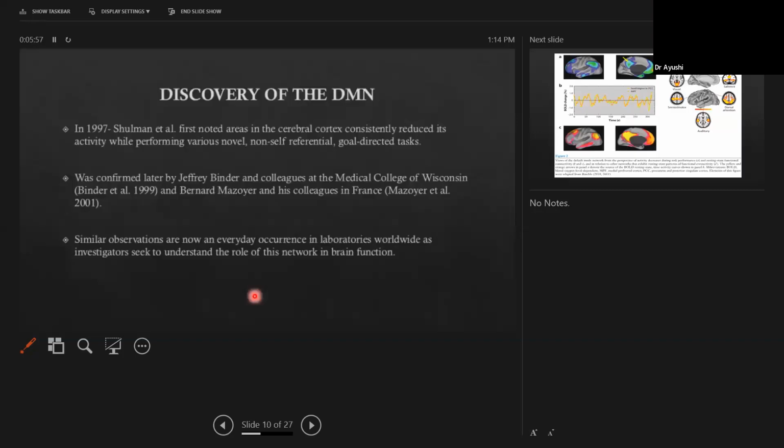Now, the discovery of the default mode network. It was in 1997, first of all, by Shulman et al. This was an article where they first noted the areas in the cerebral cortex consistently having reduced activity while performing various non-self-referential tasks. This finding was later confirmed by Jeffrey Binder and colleagues at the Medical College of Wisconsin in 1999. From then onwards, similar observations have been made on an everyday basis in various laboratories worldwide.